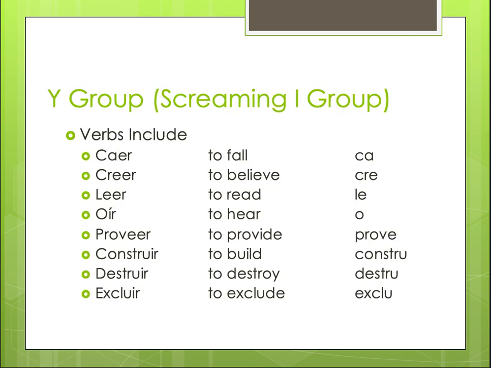All right. Finally, we've got the Y group. The Y group, I also like to call it the screaming I group because it's got 2 things going on. It's got the Y's on the bottom and the screaming I's on top. Verbs in this group would include caer, to fall down. It's normally reflexive, caerse. Creer, to believe. Leer, to read. Oír, to hear. Proveer, to provide. And then a bunch of verbs that end in UIR. So construir, destruir, excluir, things like that.